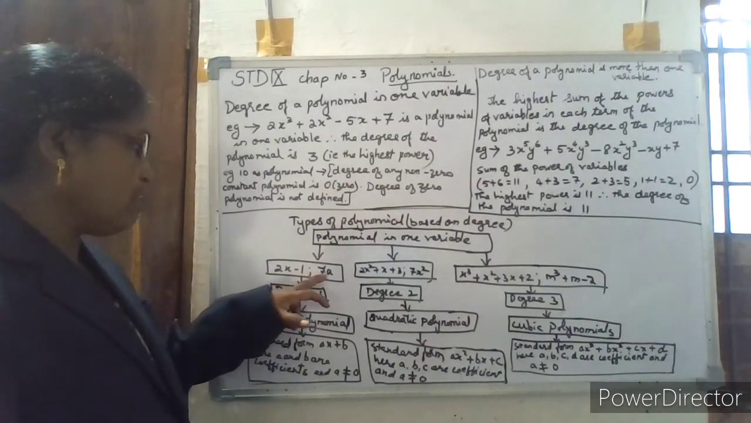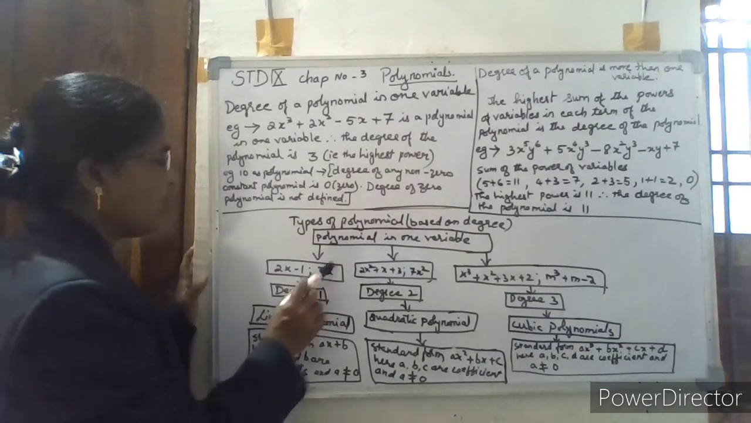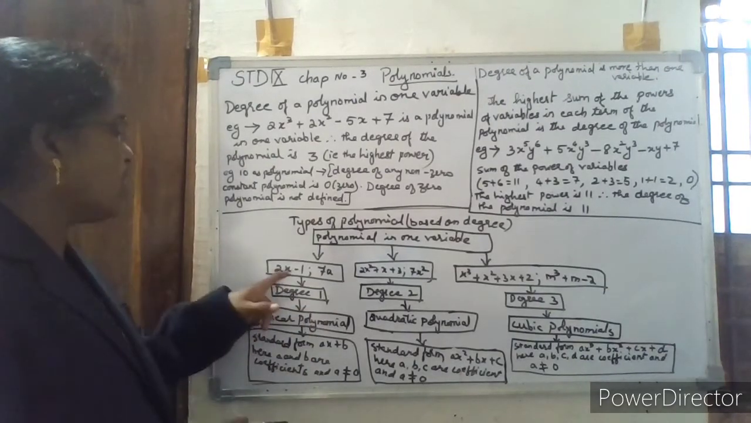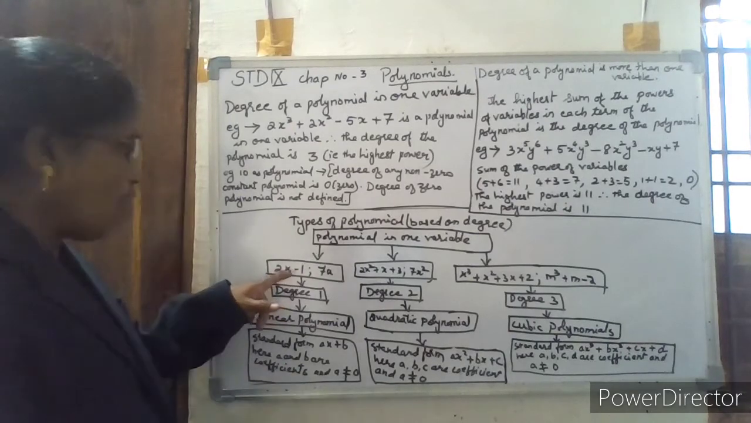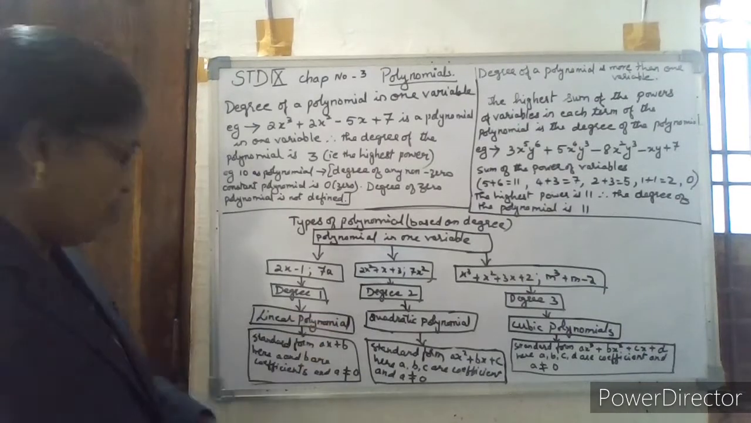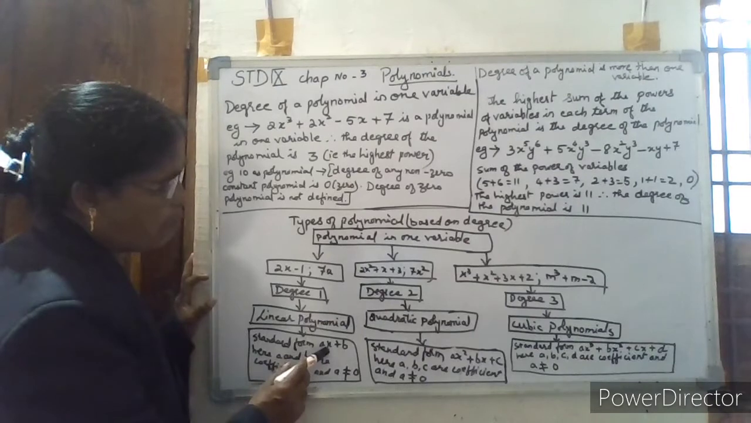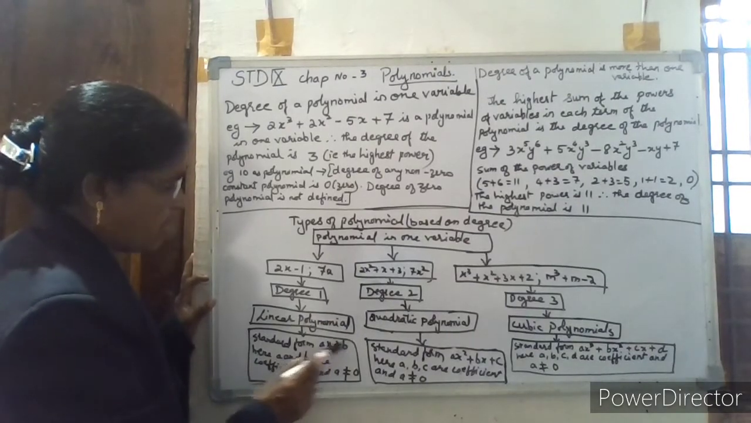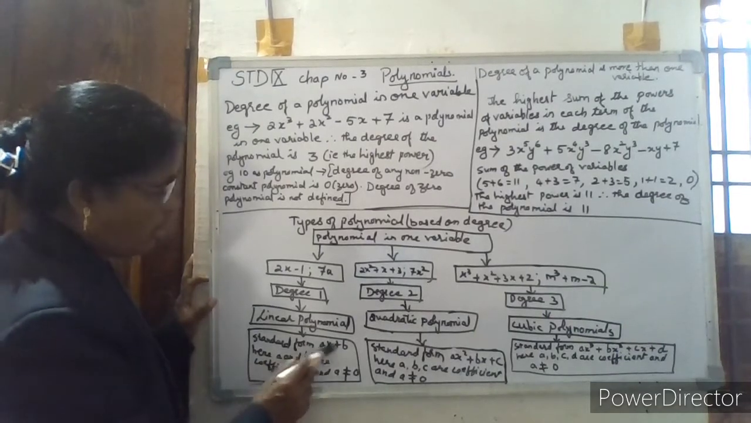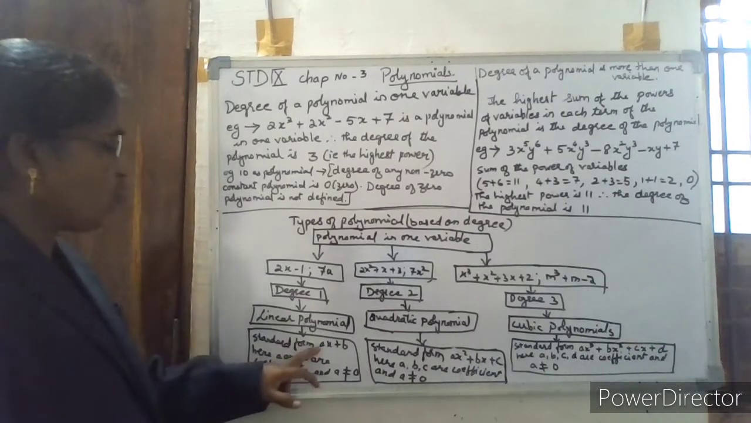Second example is 7a. Here, the degree of the variable is 1. Here also, the degree of the variable is 1. So, when a polynomial in one variable has degree 1, then it is called a linear polynomial. The standard form of the linear polynomial is ax plus b. Here a and b are the coefficients, and a is not equal to 0. The first coefficient should not be equal to 0.